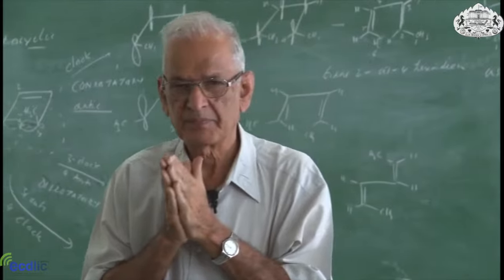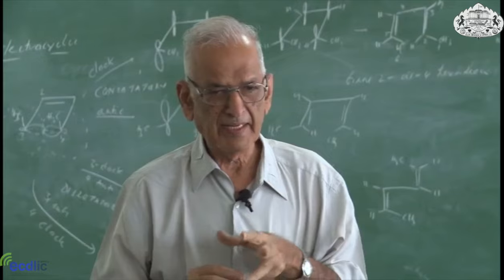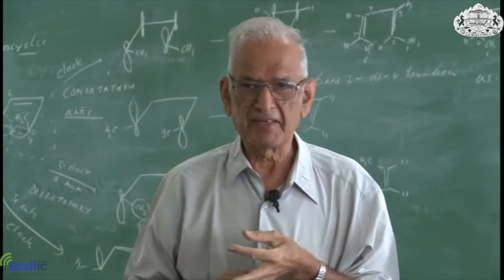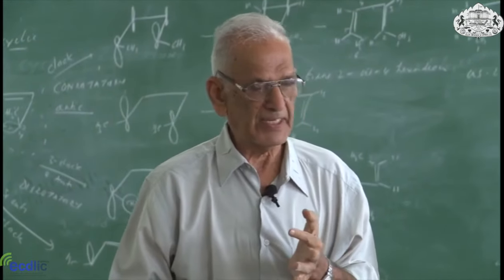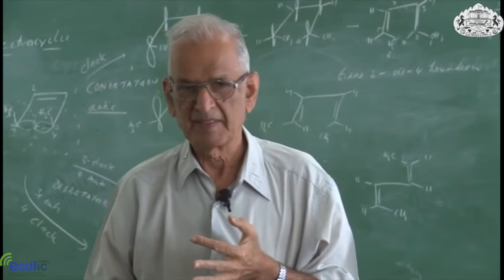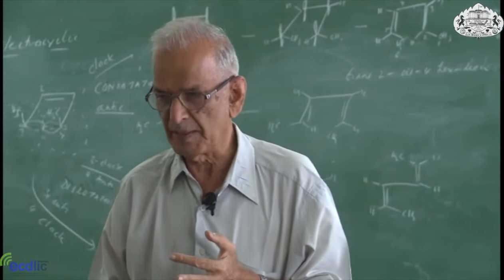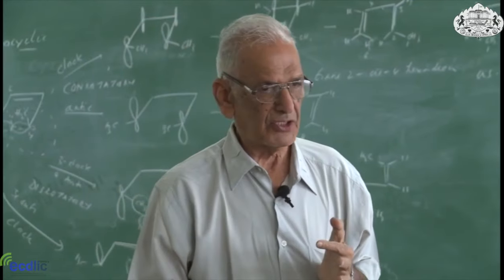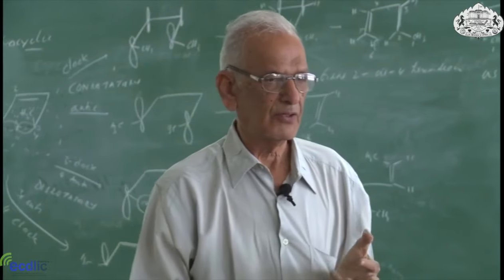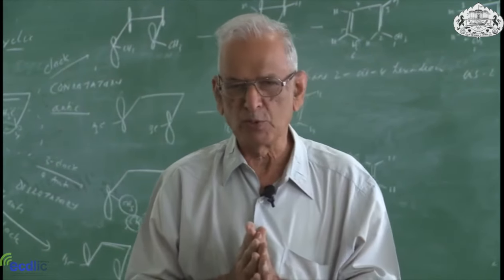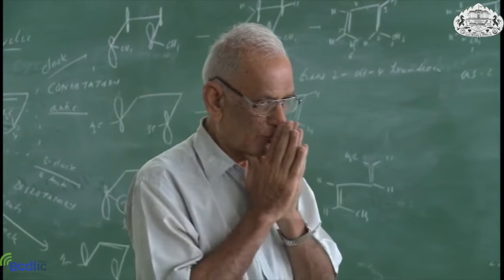What are the salient features of what we have spoken? Number one, pericyclic reactions are of three types: electrocyclic, cycloaddition, sigmatropic. Then electrocyclic, you go from n pi to n minus 1 pi. In a cycloaddition, you go from n pi to n minus 2 pi. In a sigmatropic, you go from n pi to n pi. No change in number of double bonds, no change in number of rings.